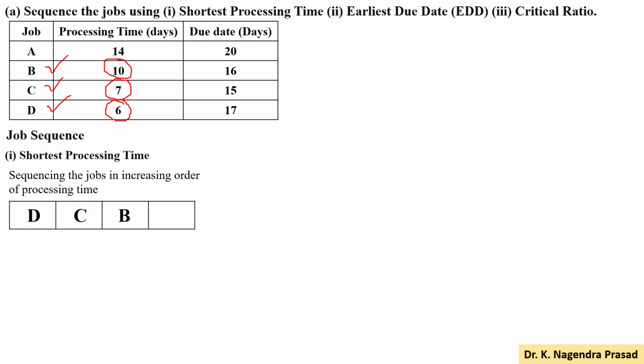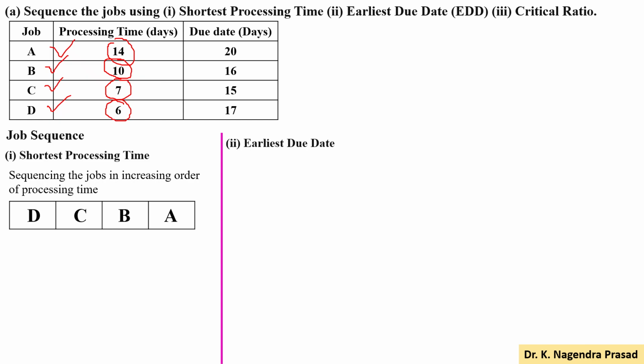And the last one is job A, which has 14 hours. So we place job A last in the job sequence. So this is the job sequence by the shortest processing time. Next we have to find the job sequence by the earliest due date rule.